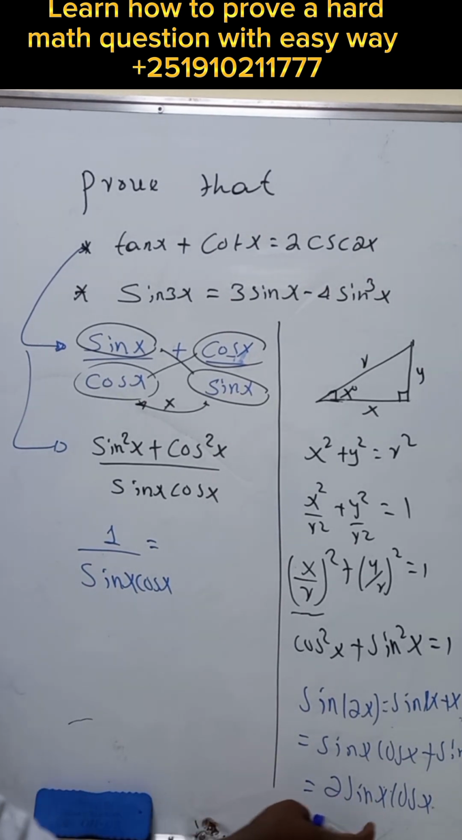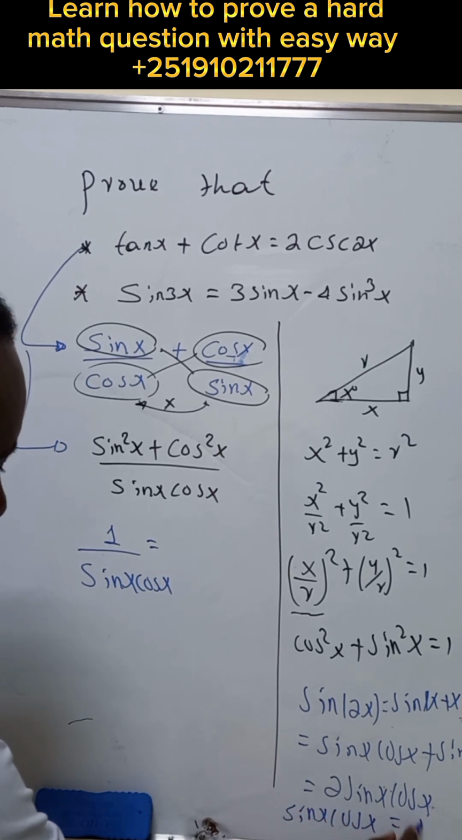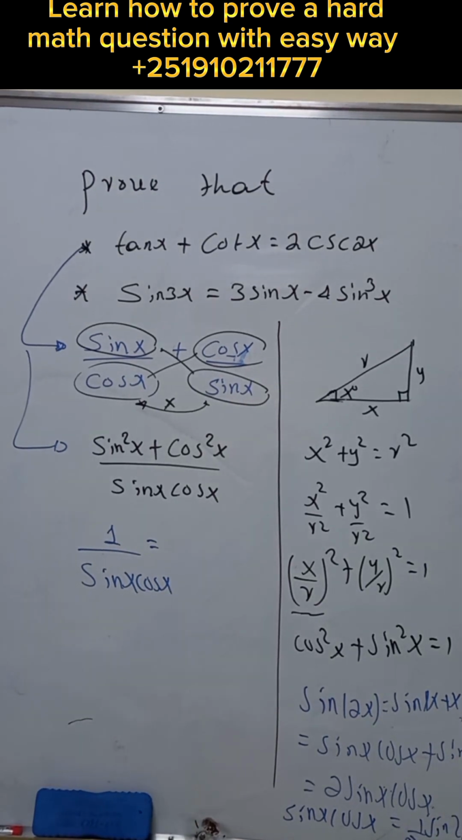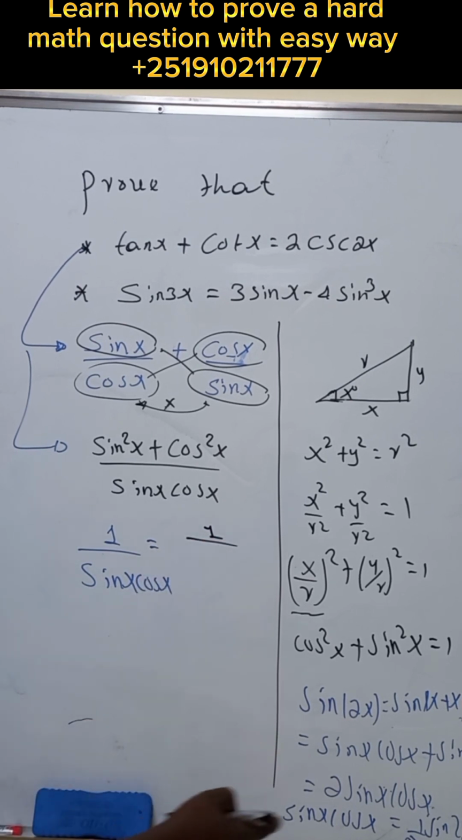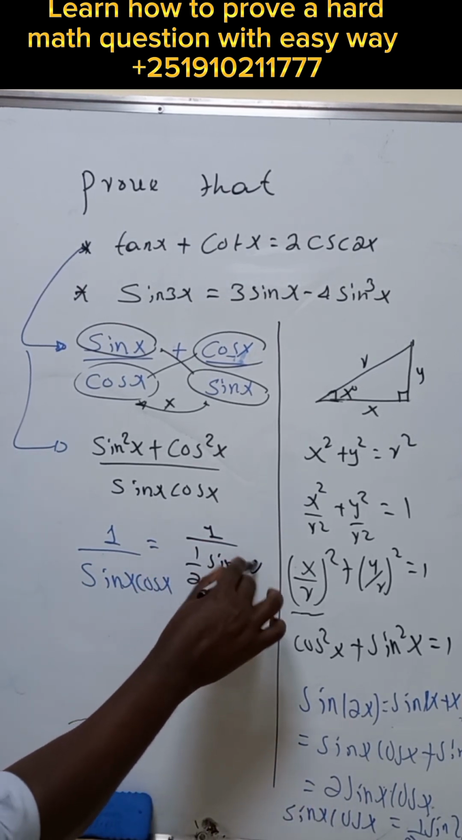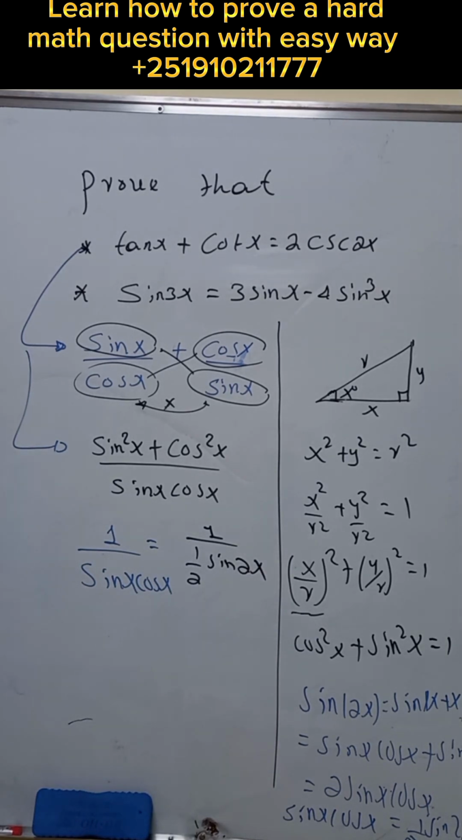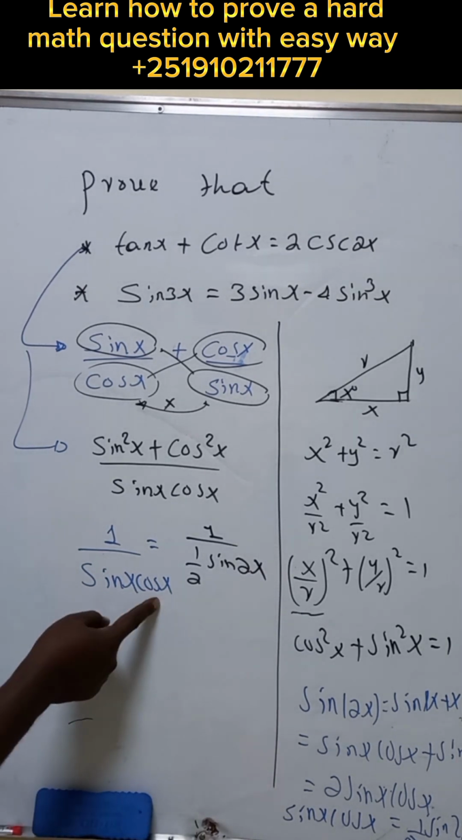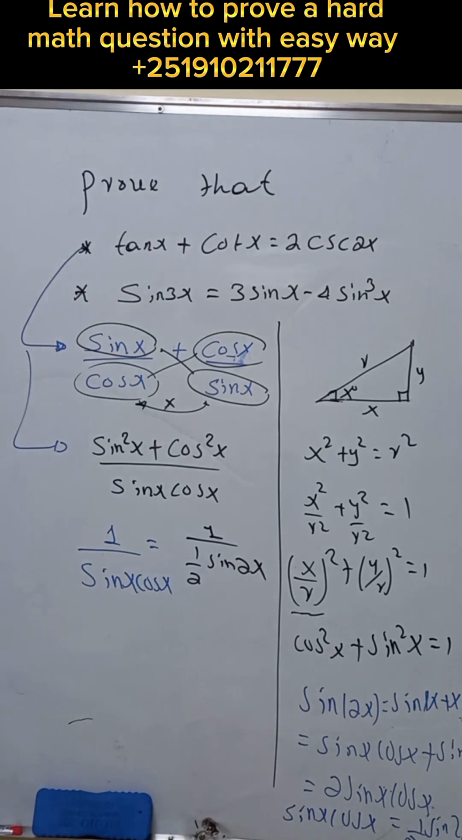When we divide both sides by 2, sine x cos x is going to be 1 over 2 sine of 2x. Because of this principle, that means in place of sine x cos x, we can plug in directly 1 over 2 sine 2x. So the reciprocal of this will be what?